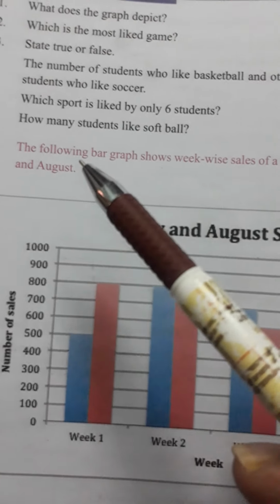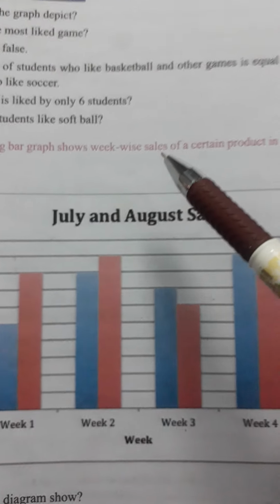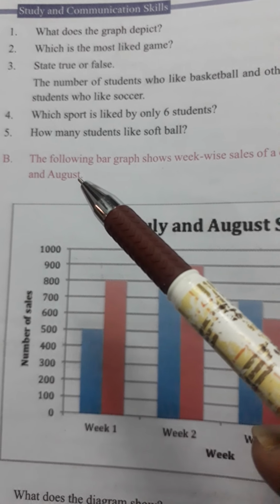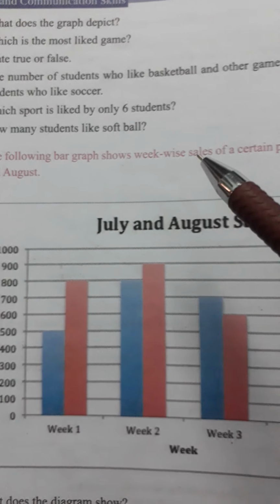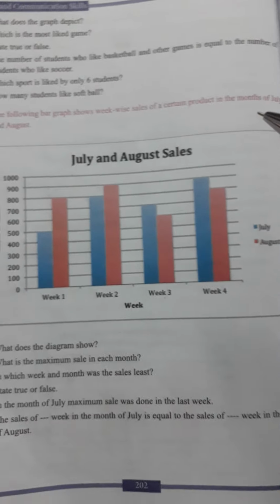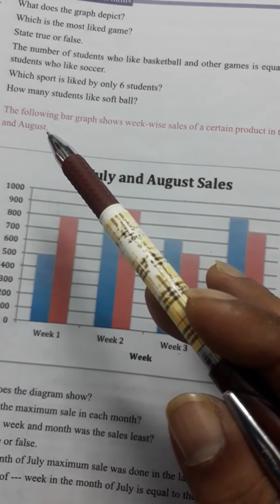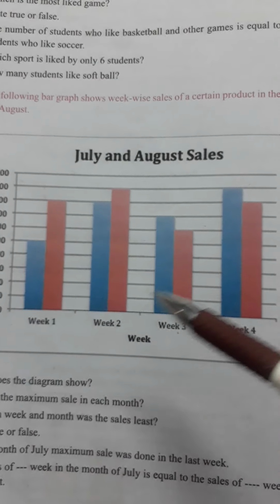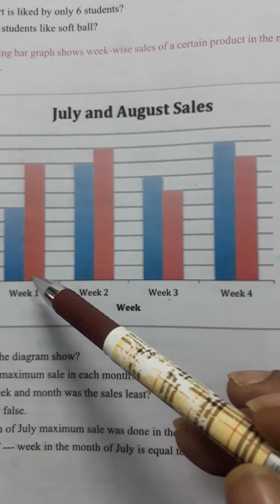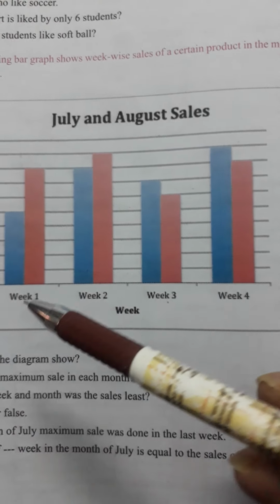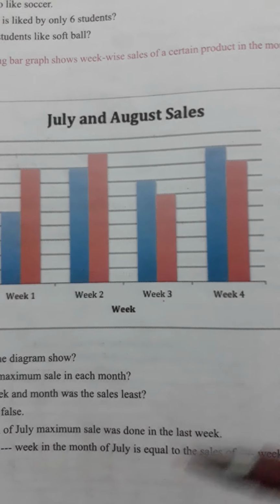Second question. The following bar graph shows week-wise sales of a certain product in the months of July and August. Here there is no confusion. Two months are given, July and August. In each month, 4 weeks are given. Week 1, 2, 3, 4. First week, second week, third week and fourth week.